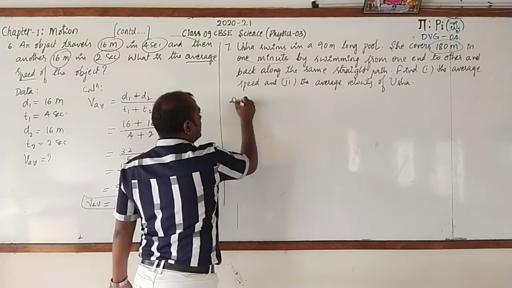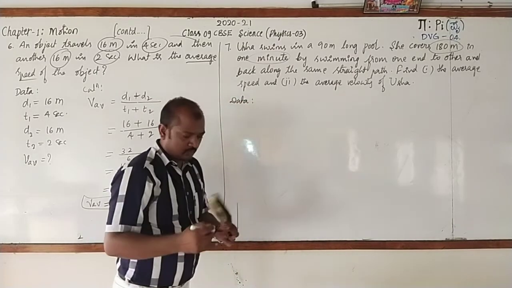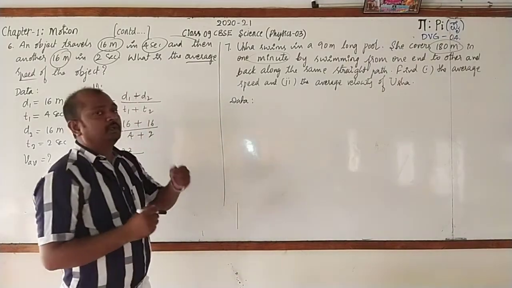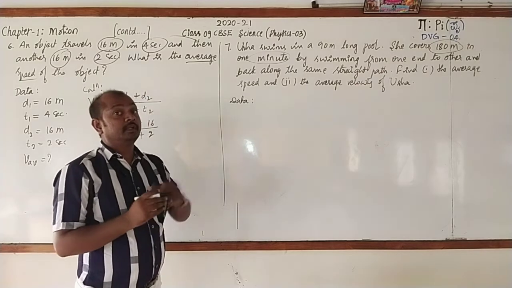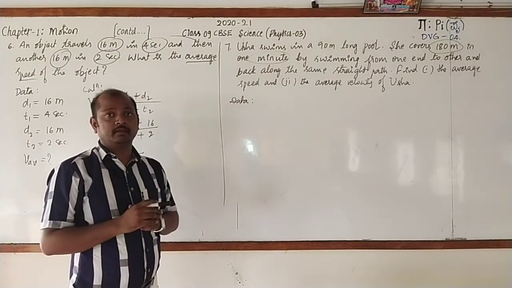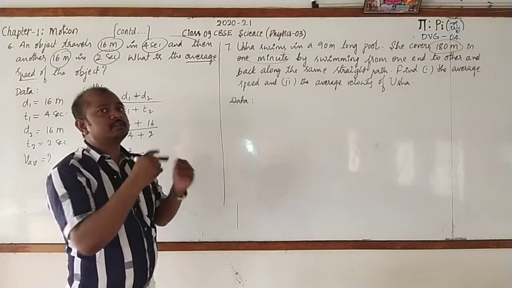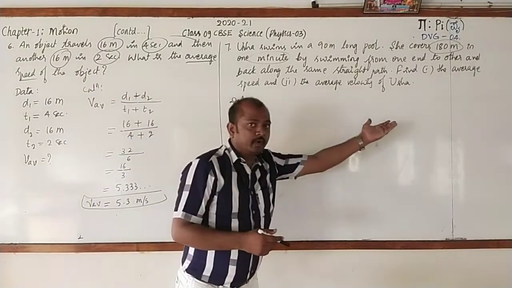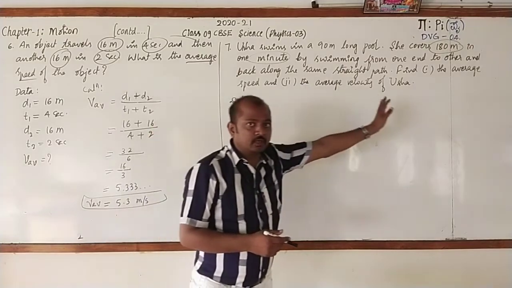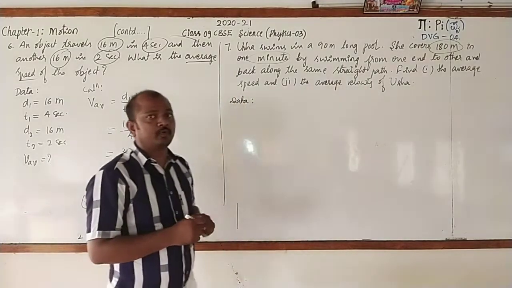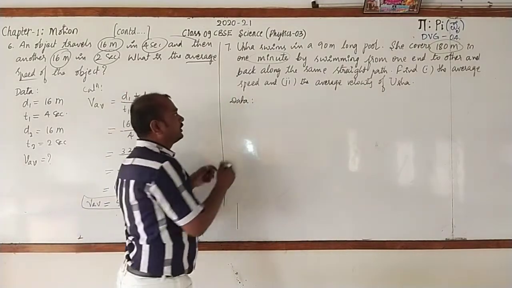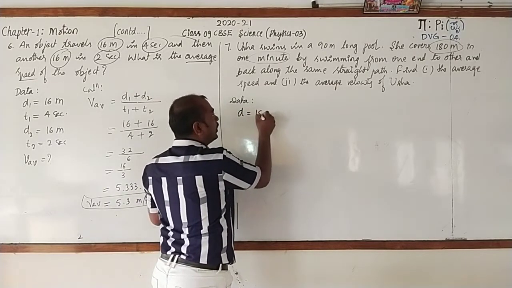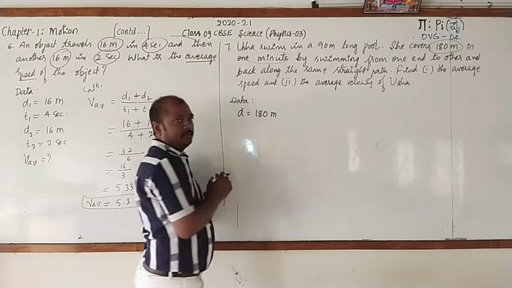Here I'll write the data. Who is that person? The person's name is Usha. Then what is the length of the pool? It is 90 meter. How much distance will she cover? She will cover 180 meter. How? For one, to, and second one, fro. From to and fro motion she will cover 180 meter. Alright, that is the distance traveled, S is equal to 180 meter.